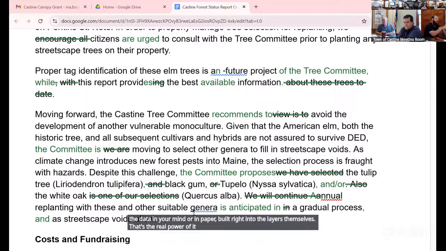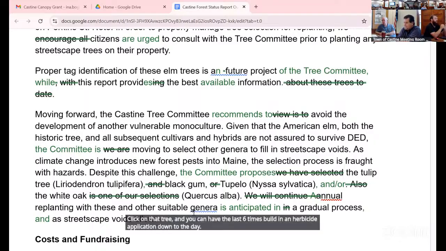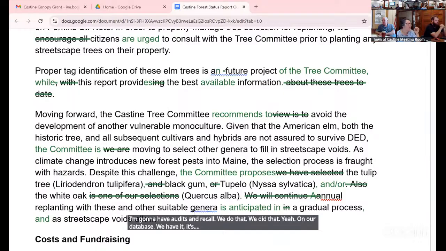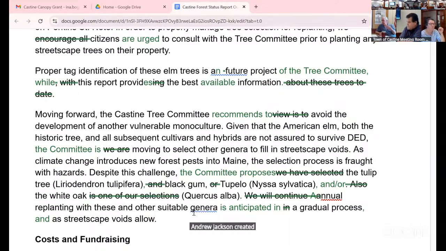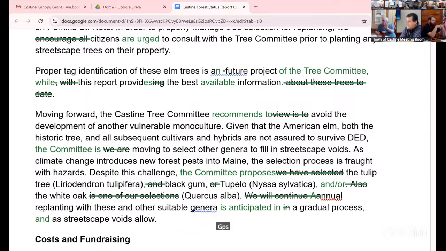It's like, oh, click on that tree and you can have the last 6 times of herbicide application down to the day, on instant recall. We do that on our database. Henry Jackson created a front end for all the trees. So we have a GIS map or a GPS map of where the tree is.